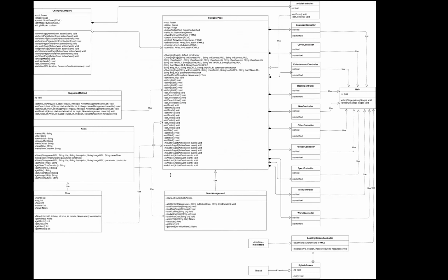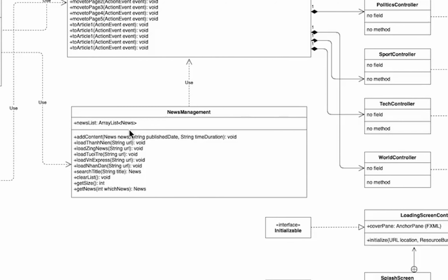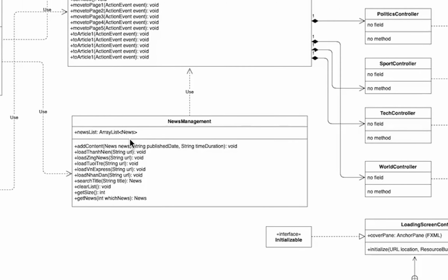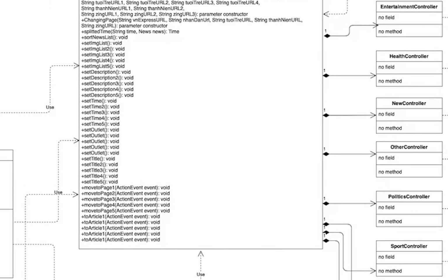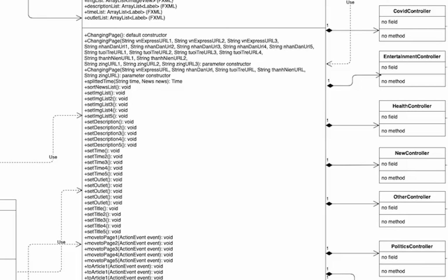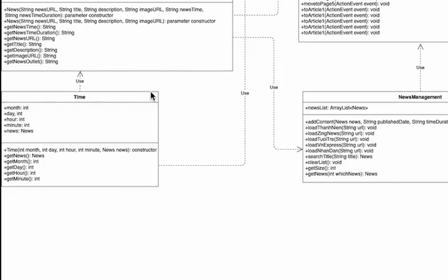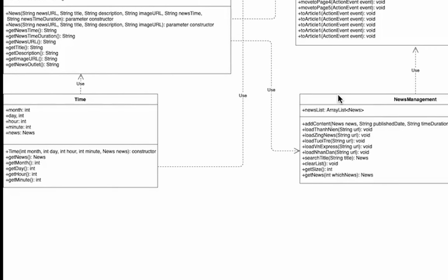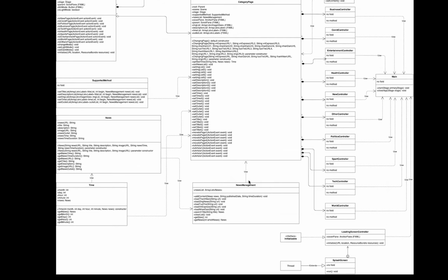Move back to the UML. The data type of the news is declared as the news class, as you can see here. When JSoup finishes scraping the content, it will pass the data to the constructor of the news class and add it to the news list by the management class. After all, there's a method in the category page class getting the time from the news and passing it to the time class. After that, it will sort the news from earliest to latest. Then it will display on the UI.